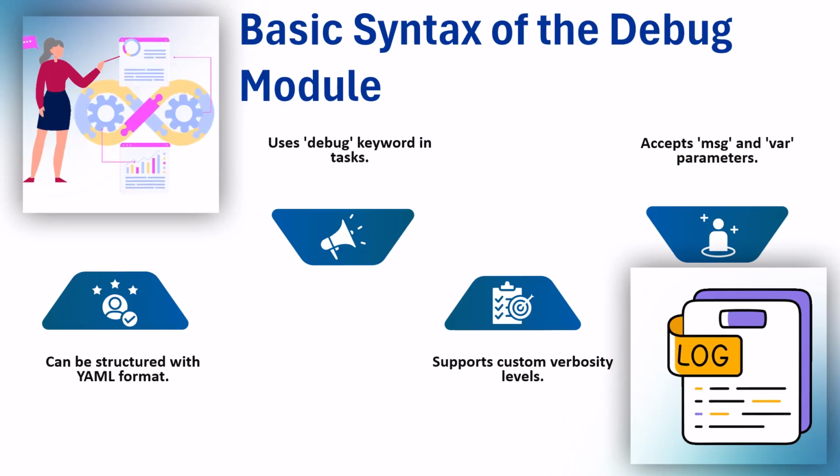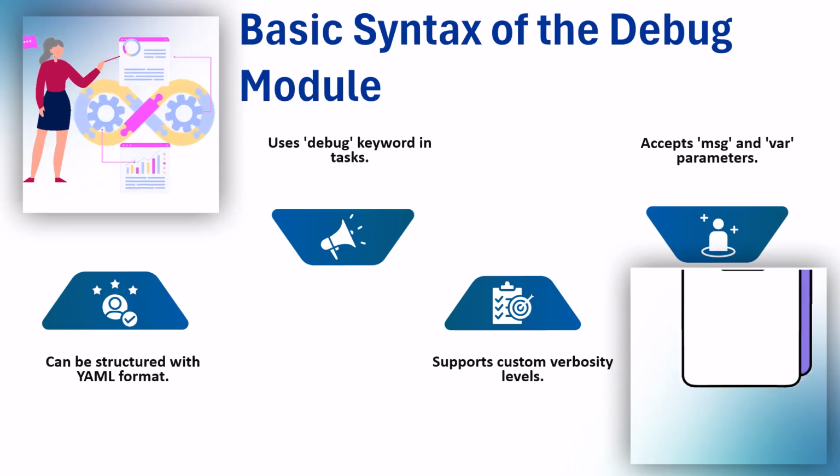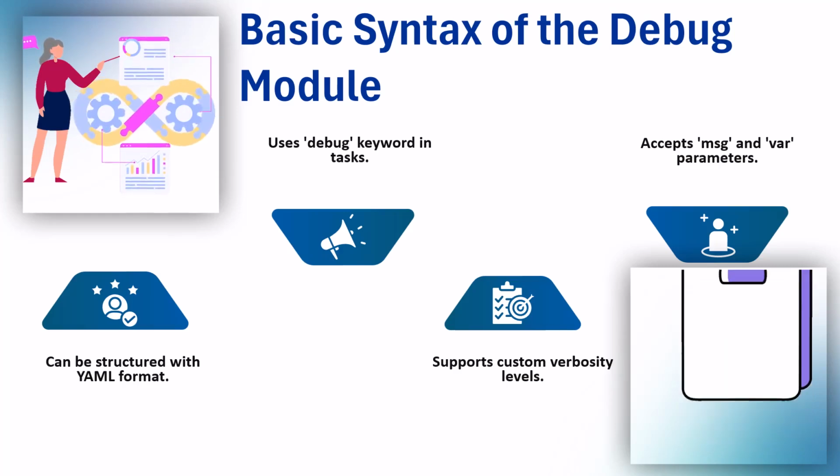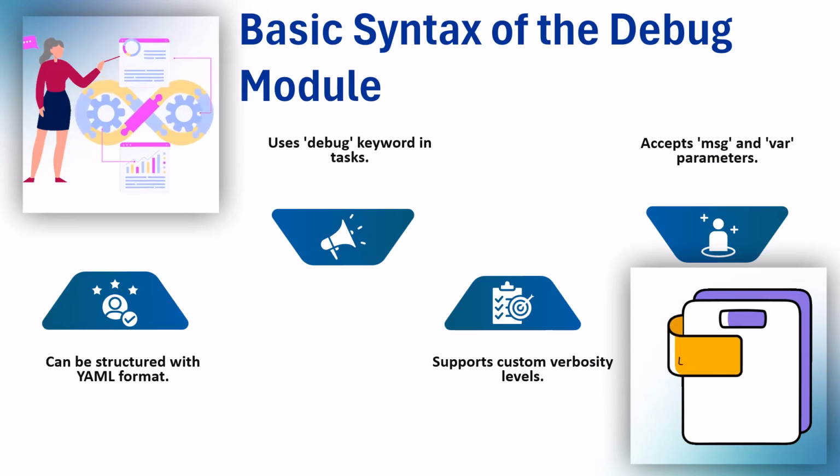Writing debug statements is easy. You just use the debug keyword. Whether printing messages with msg or showing variable values with var, it helps you stay in control. And yes, structure matters. No one enjoys messy playbooks. Keeping it neat saves future you a lot of frustration.